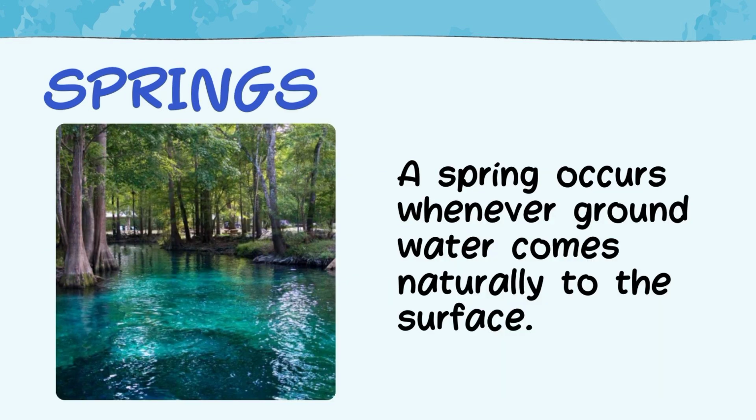Spring. A spring occurs whenever groundwater comes naturally to the surface. Some springs are discharged where the water table intersects the land surface, but they may occur where water flows out from a cavern or along fractures, faults, or rock contacts that come to the surface. This may also occur on a hillside where the water table intersects the land surface.